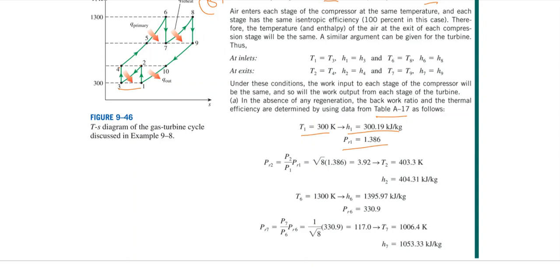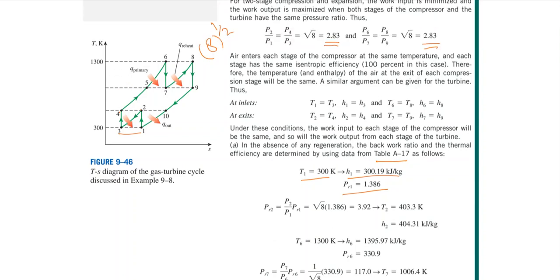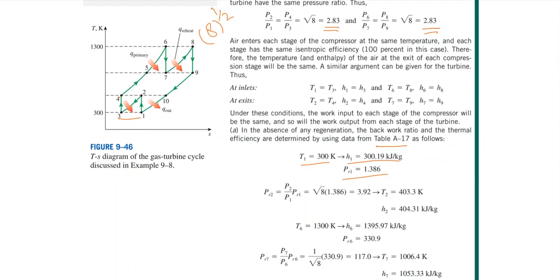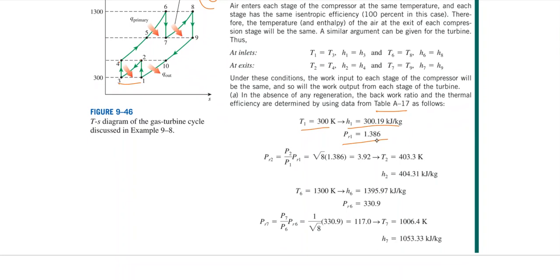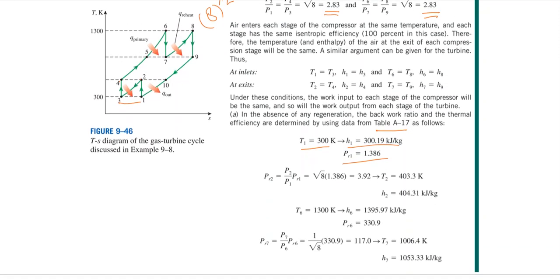Now compressing into state number 2, the compression ratio is 2.83 multiplied by 1.386. We will have the pressure ratio at state number 2, PR2, at 3.92. Now let me find the temperature and the enthalpy.